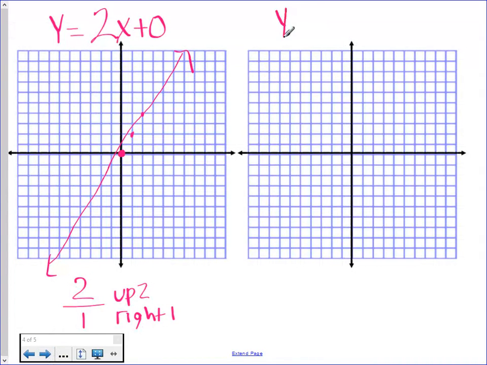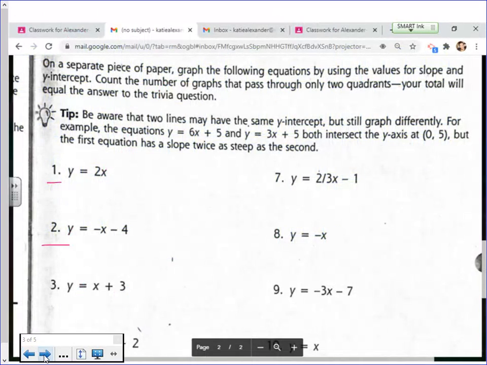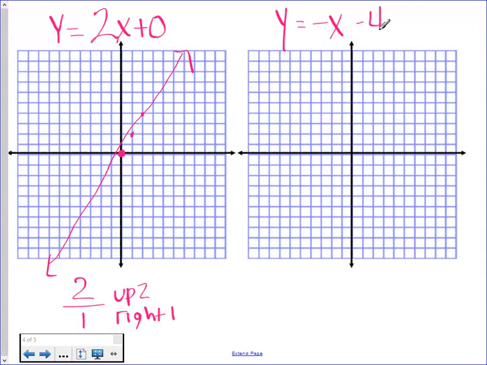Number 2, the equation is y equals -x minus 4. The first thing I'm going to do is graph this -4. Go down -1, -2, -3, -4. My slope is -1. To make that a fraction, I put a 1 under it. So I'm going to go down 1 and right 1. Down 1 and right 1. There's my line. I made my graph, and I'm done with number 2.